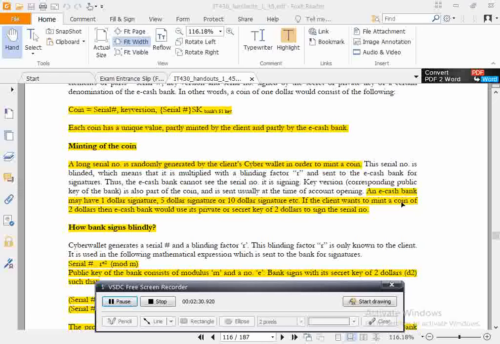An e-cash bank may have a $1 signature, $5 signature, or $10 signature, etc. If the client wants to mint a coin of $2, then eCash Bank would use its private or secret key of $2 to sign the serial number.